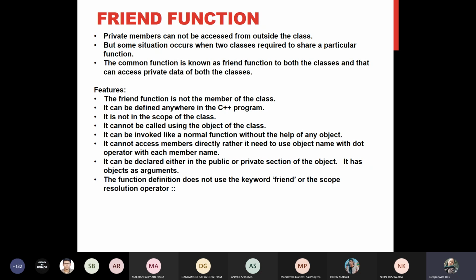One is the main function, then the inline function we have used, then member functions we have discussed. Now comes the friend function, and the last one left is the virtual function. Virtual functions we'll be discussing during the discussion of polymorphism. So the friend function has several uses.